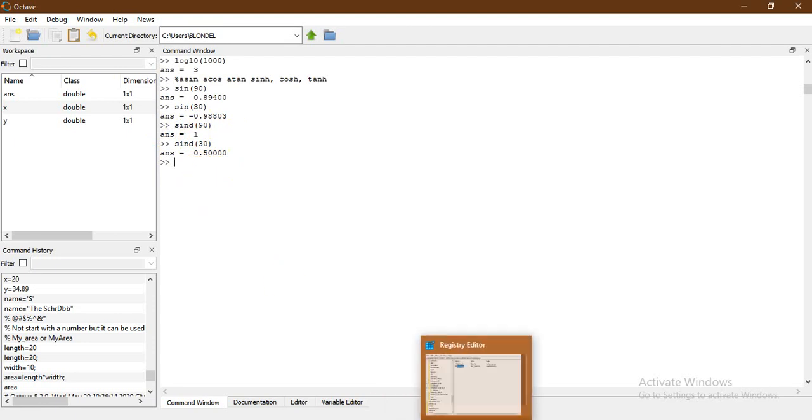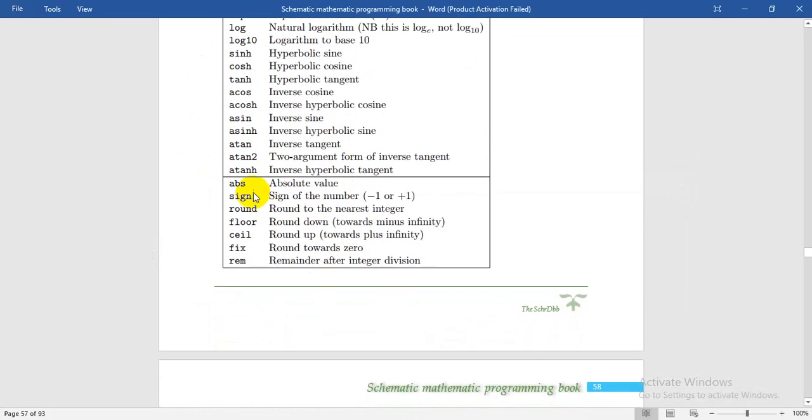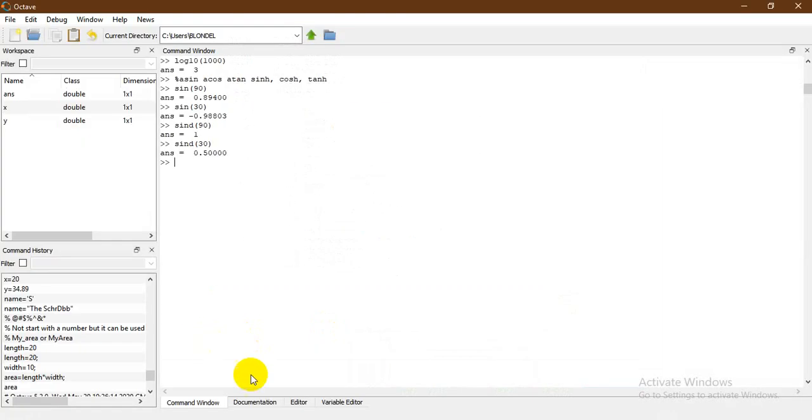So lastly, if you want to round numbers, you have the absolute values here. So we have 2 argument inverse tangent. We have absolute values. You have sign. If you want the sign of a number, you use this. You have round the number to the nearest integer. We have floor, we have ceil, we have fix, and all that with their different properties. And if you want to know much more about the properties, come to documentation and visualize the functions you want.